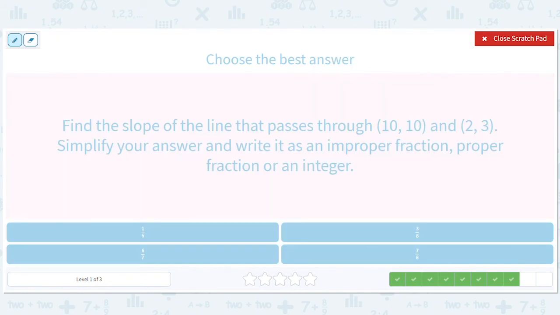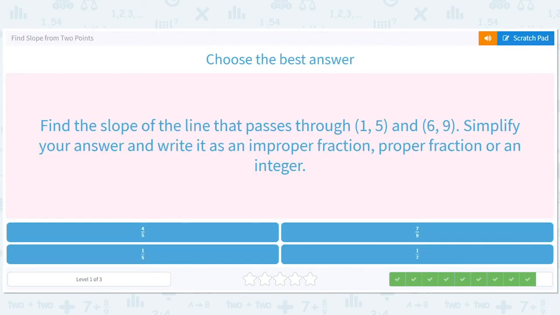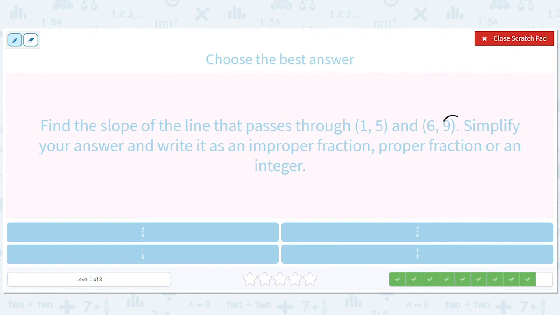Okay, let's go this way. So we'll do 10 minus 3, which is 7. But then we have to do 10 minus 2, right? We have to stay consistent, which is 8. So we'll have 7/8. And finally, we have 9 and 5. We'll do 9 minus 5 is 4. And we'll do 6 minus 1 is 5. So we should have 4/5.